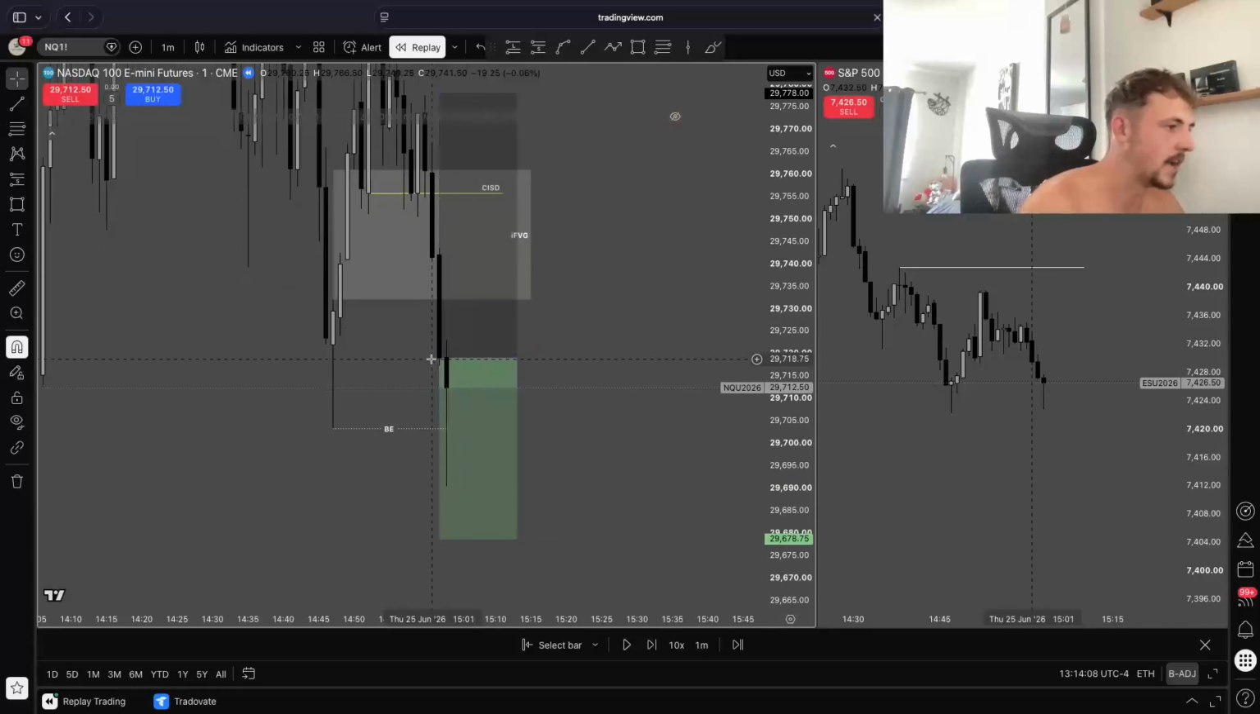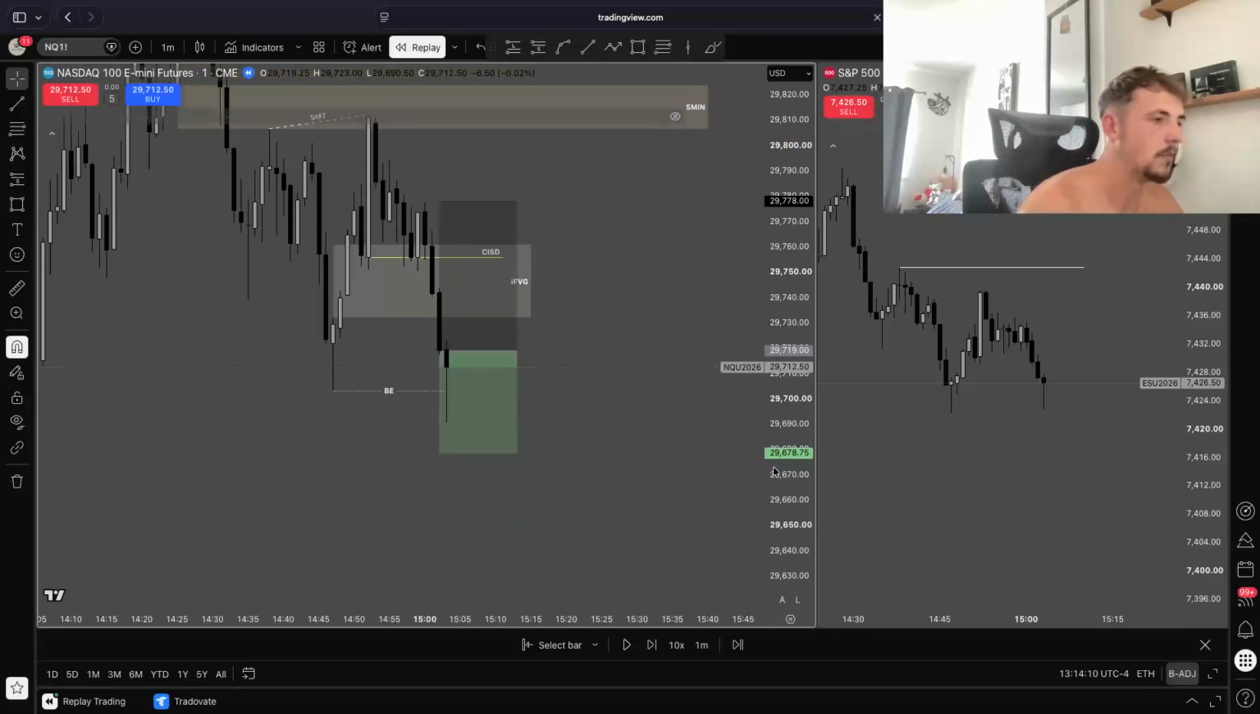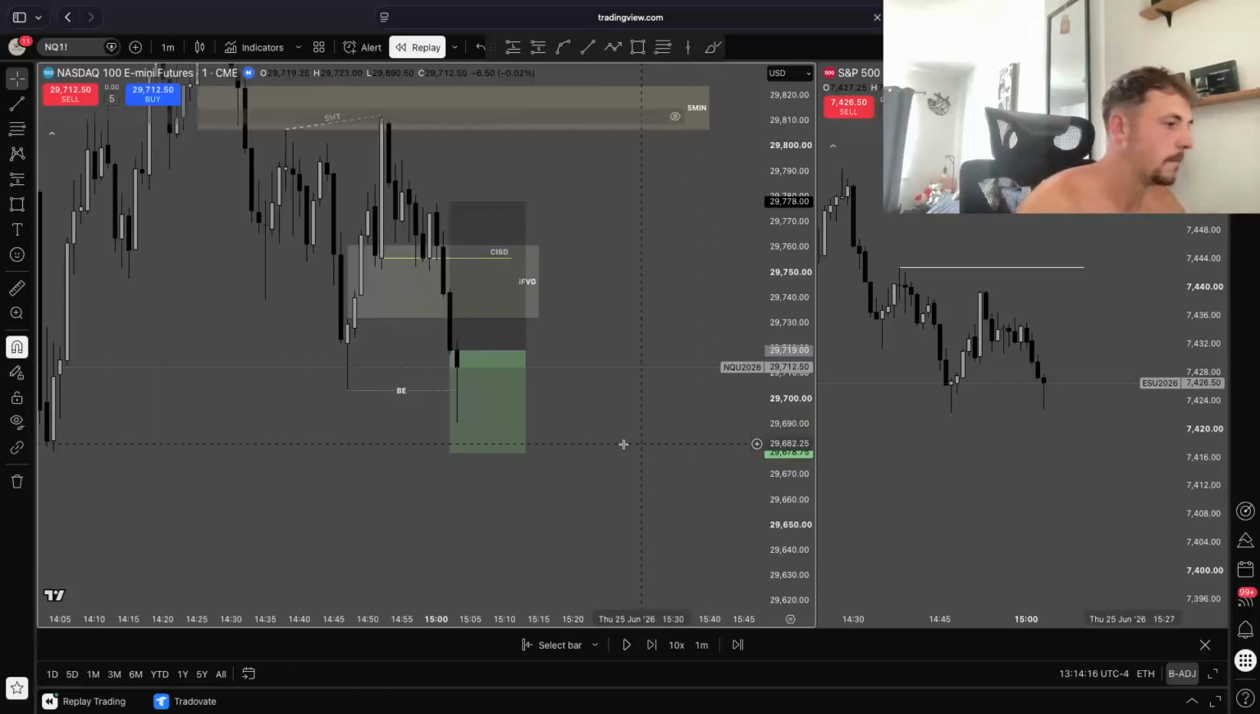Obviously, the entry isn't the best down here in this case. All these trades are different. Sometimes you can have bad entries, sometimes you can have good. But this has a good win rate, trust me.